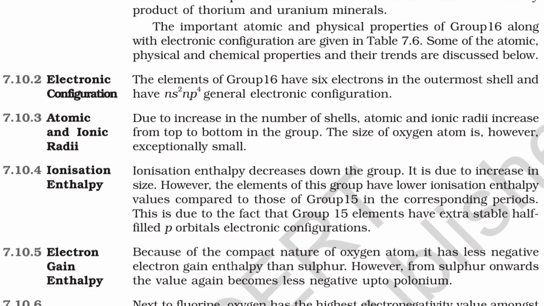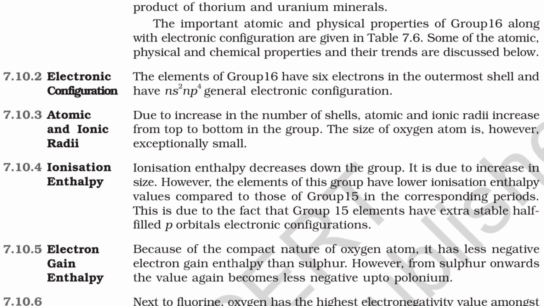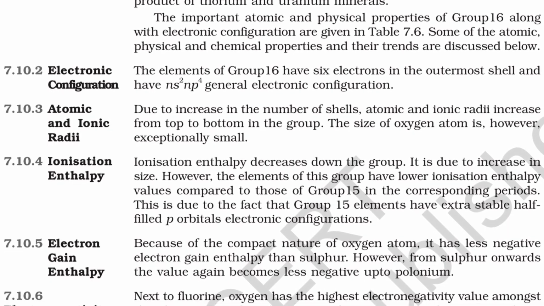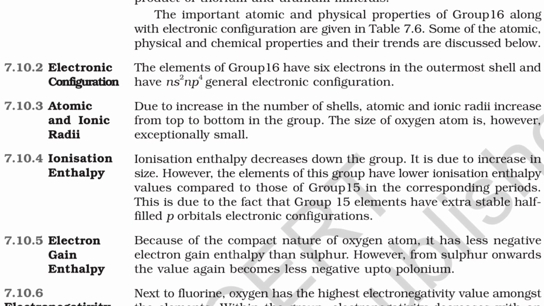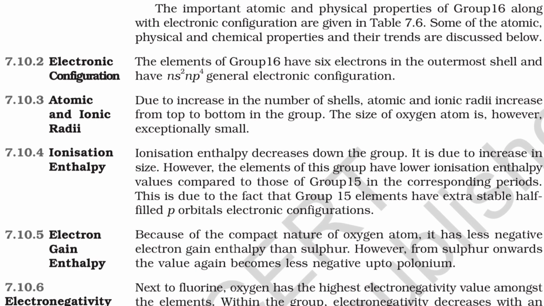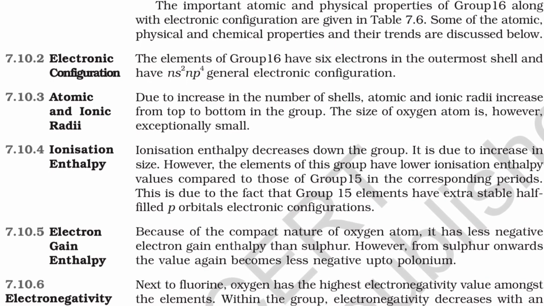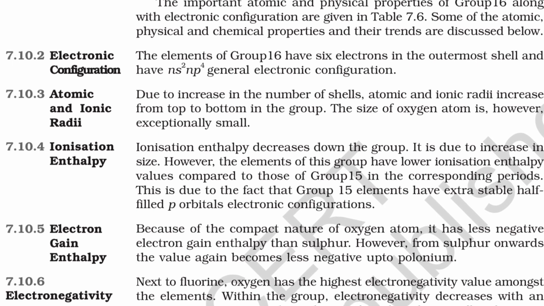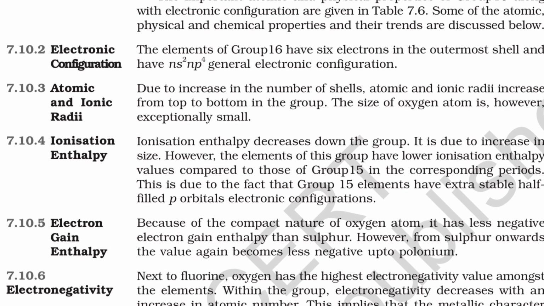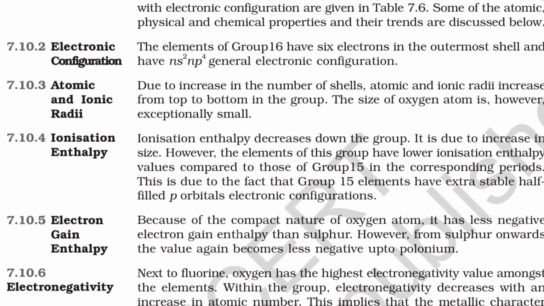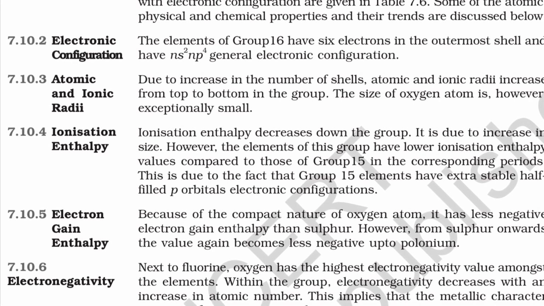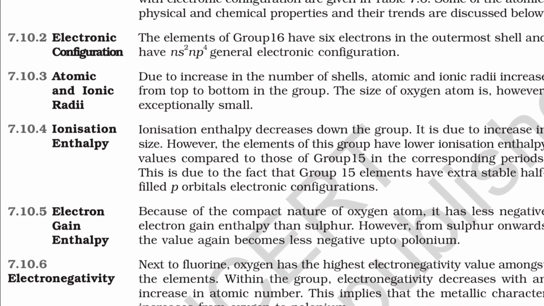However, the elements of this group have lower ionization enthalpy values compared to those of group 15 in the periodic table. This is due to the fact that group 15 elements have extra stable half-filled p orbitals. So this half-filled electronic configuration is the reason. Because of the compact nature of the oxygen atom, it has less negative electron gain enthalpy than sulfur. Interesting point: sulfur, selenium, tellurium, polonium, and oxygen is the least. However, from sulfur onwards, the value again becomes less negative up to polonium. Oxygen is less than polonium.